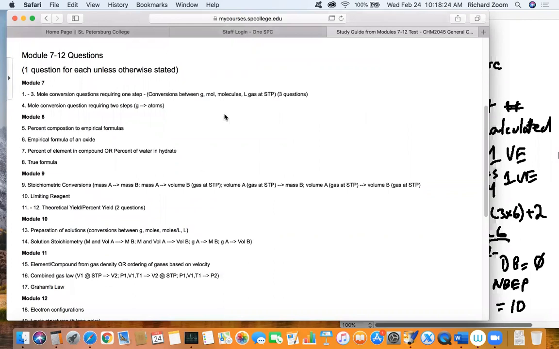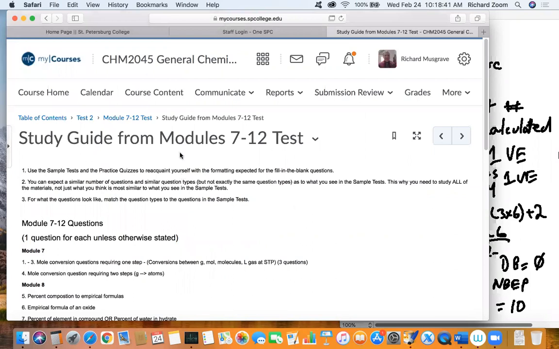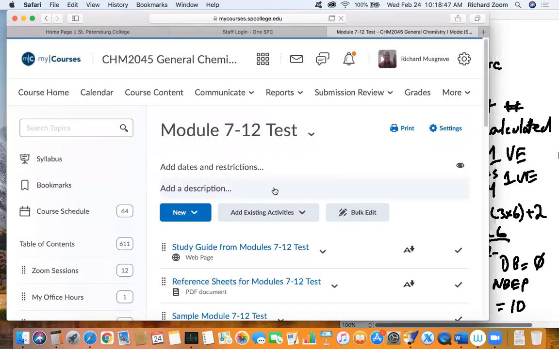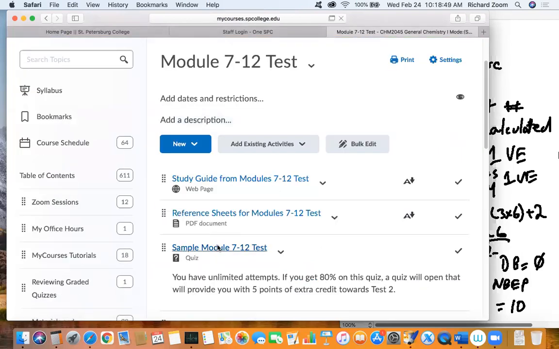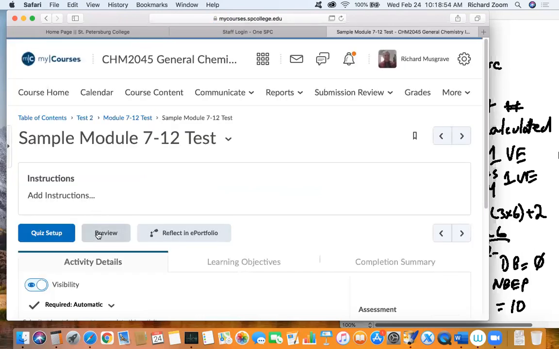So for questions 1 to 3, it's going to be conversions between grams, moles, molecules, liters of gas at STP, and you're expecting 3 questions like that. So it really does lay out exactly what you're going to see. Nobody can come back at me and say, Dr. Musgrave, you weren't clear enough about what we were going to see on the test. Nobody can say that, especially since the actual test you're taking is the test that you should have been practicing.